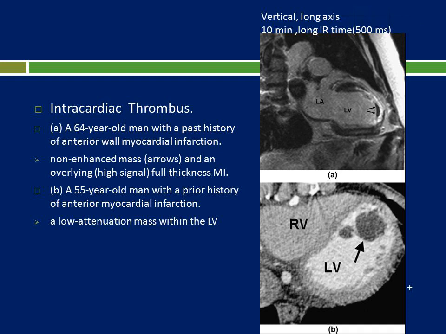Intracardiac thrombus. A, a 64-year-old man with a past history of anterior wall myocardial infarction: non-enhanced mass, arrows, with an overlying high signal, full thickness MI. B, a 55-year-old man with a prior history of anterior myocardial infarction: a low attenuation mass within the LV. Delayed 10 minutes plus 500 msec IR.